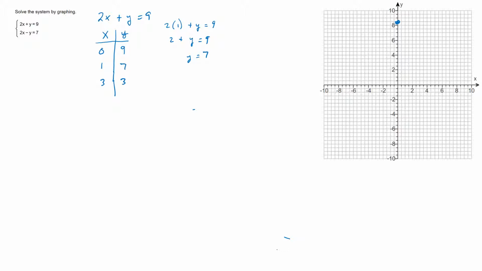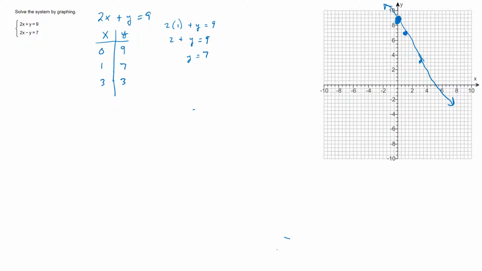Oops, I actually just graphed 0 and 8.5. Every 2 markings on this coordinate plane is an integer, so I don't think I can erase that point I just did. It would be this point right there. There's 0, 9. And then 1, 7 would be about right there. And 3, 3 looks like it's about right here. And if I draw a line through those points, there's that line.